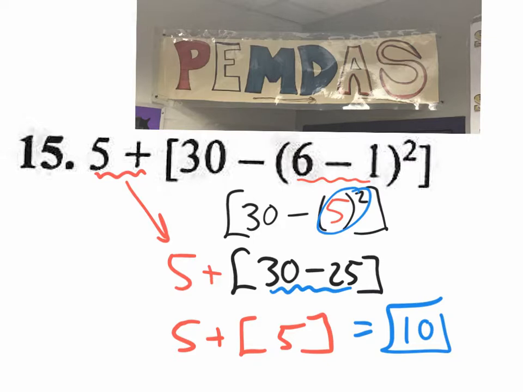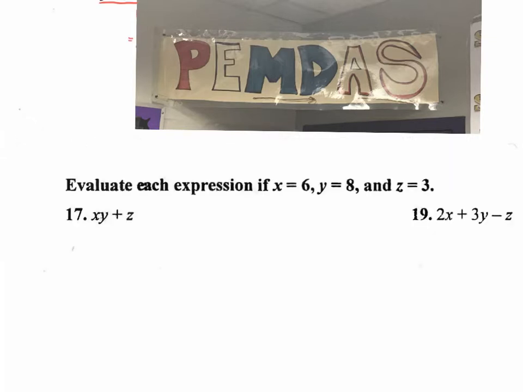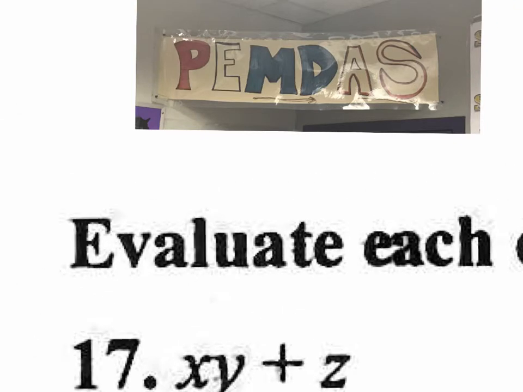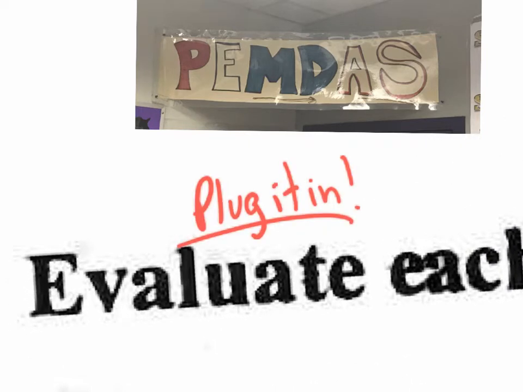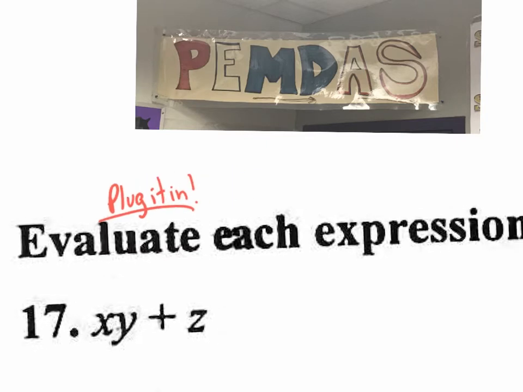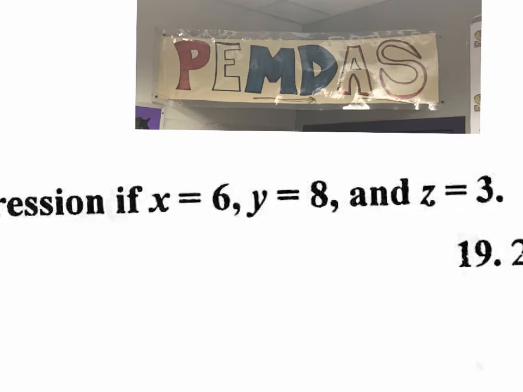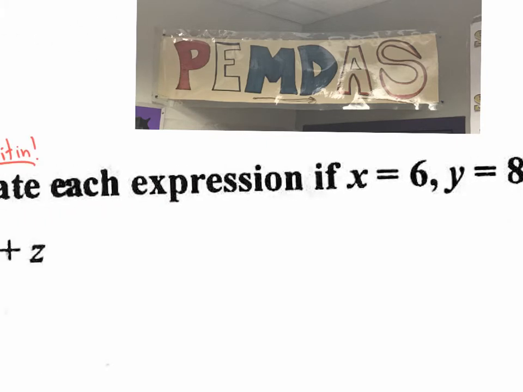Let's jump to number 17. On number 17, 19, from here on out, we are evaluating the variable expression. And when we evaluate, that simply means to what? Plug it in. That's what evaluate means. Okay, so we're going to plug in the values that they give us. They tell us that x equals 6, y equals 8, and z equals 3.